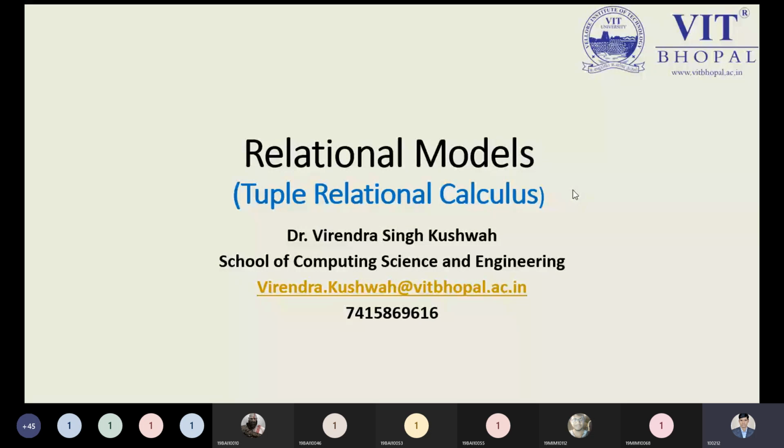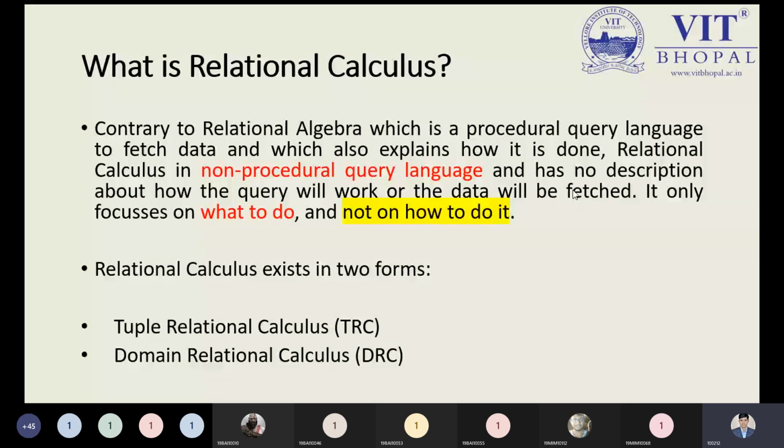First, let us understand what is meant by relational calculus. I am going to switch on my first slide: what is relational calculus. As I said a few minutes ago, relational algebra is a procedural query language used to fetch and retrieve the data, and it also explains how it is done. Please keep this word in mind very properly.